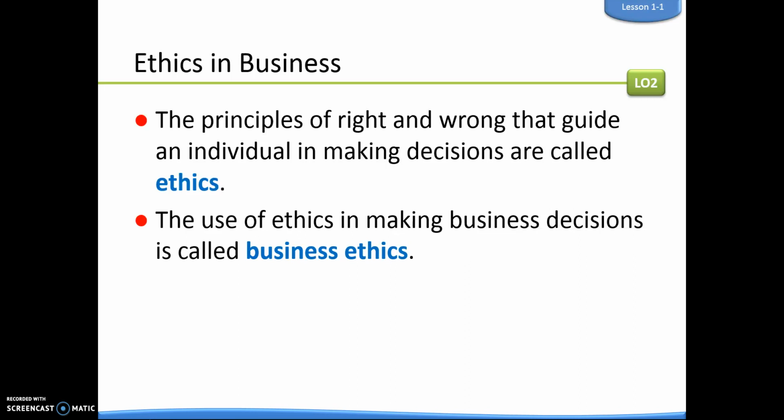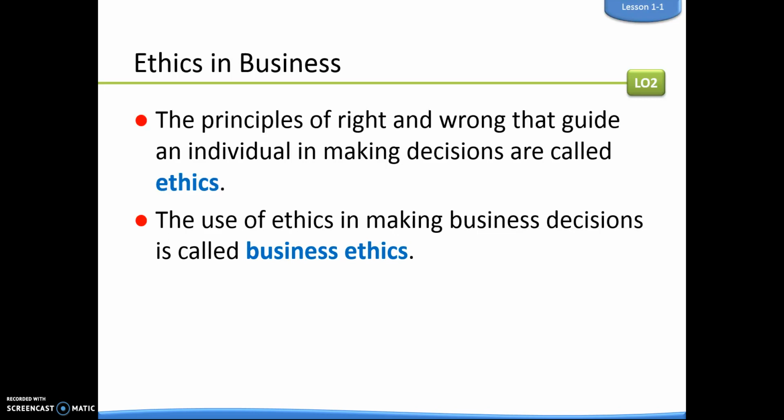And the last thing that we just want to talk about, we don't get into it very much in accounting 1. We do a lot more in accounting 2. But talking about what ethics are, ethics are the principles of right and wrong that guide an individual in decision making. You have a lot of personal ethics. You have what you believe to be right and wrong in your mind.